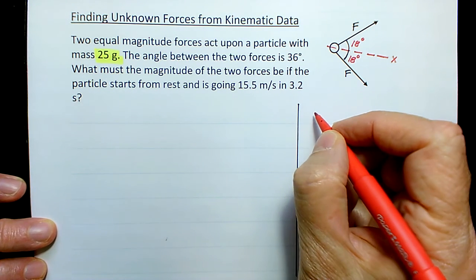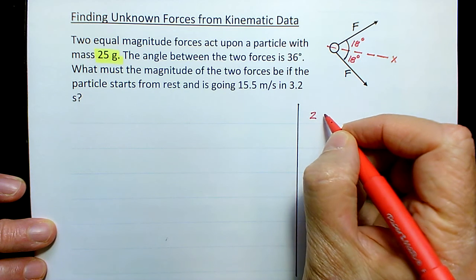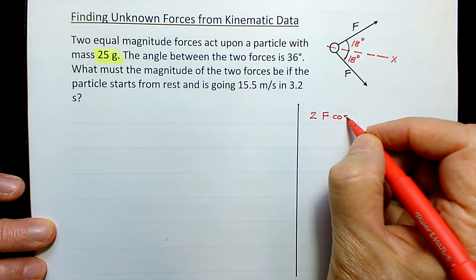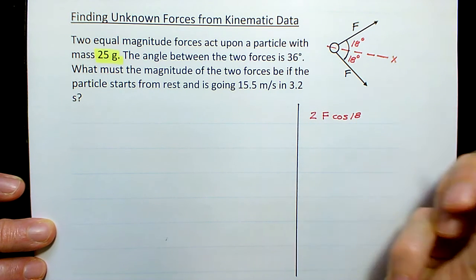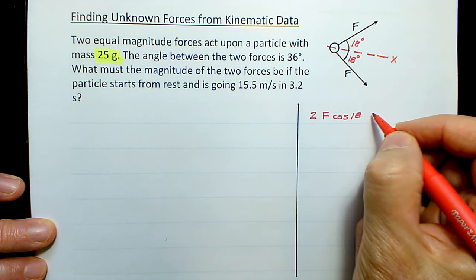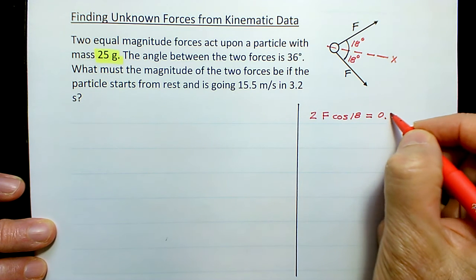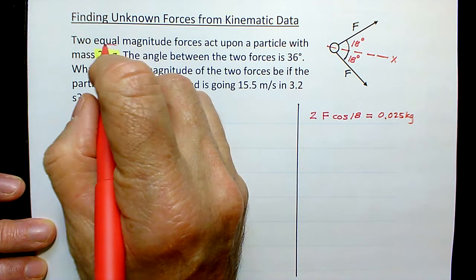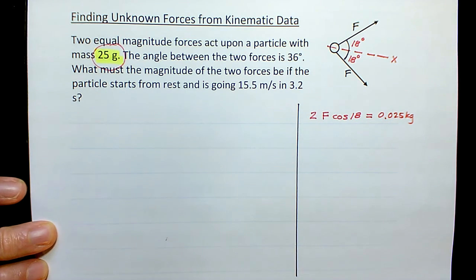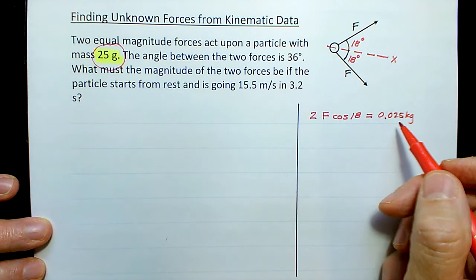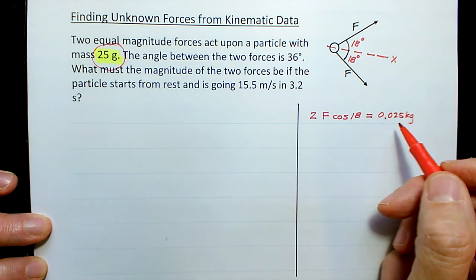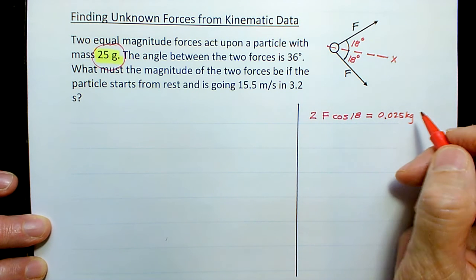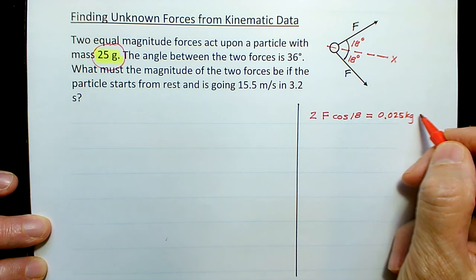So the net force in the x direction is 2 times F, since there are two identical forces, cosine 18, and equals 0.025 kilograms. That's our one unit issue, and I've highlighted it in yellow here. We have to change the mass to kilograms, and then we're operating with meters, kilograms, and seconds, the SI system, times acceleration.